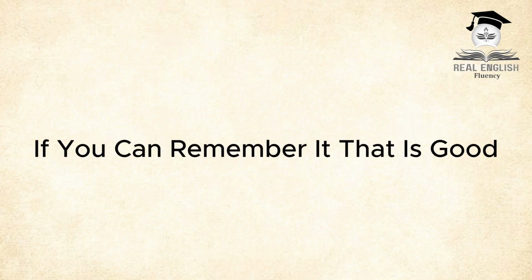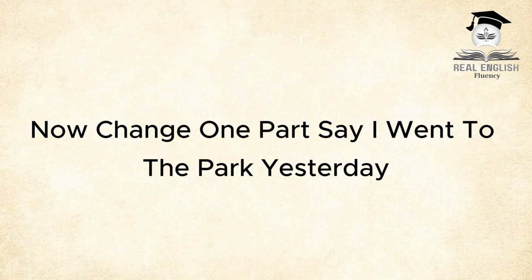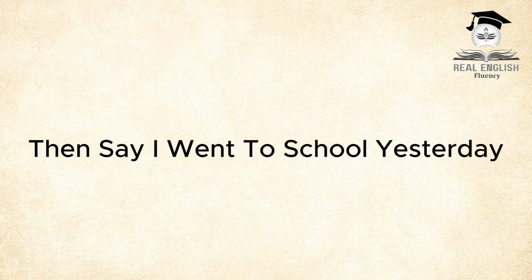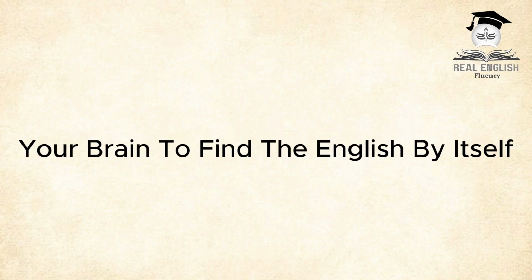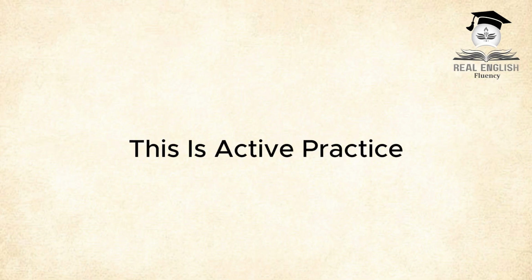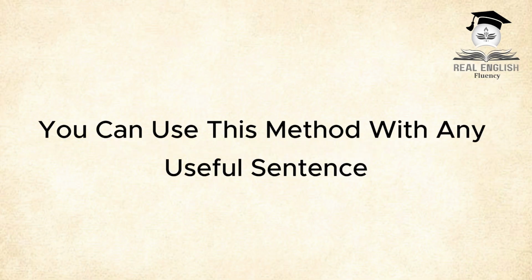If you can remember it, that is good. Now change one part. Say, I went to the park yesterday. Then say, I went to school yesterday. You are not only reading English anymore, you are asking your brain to find the English by itself. This is active practice. You can use this method with any useful sentence.